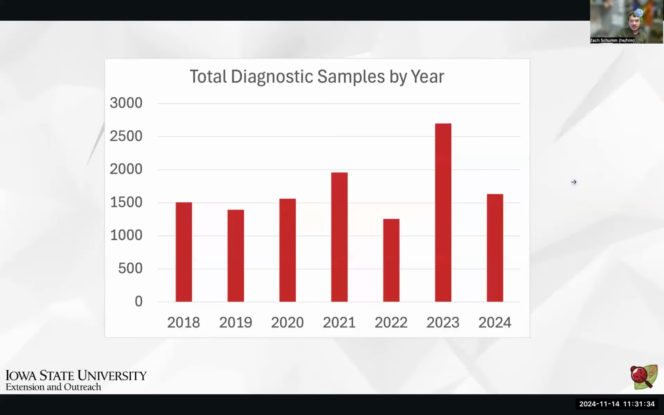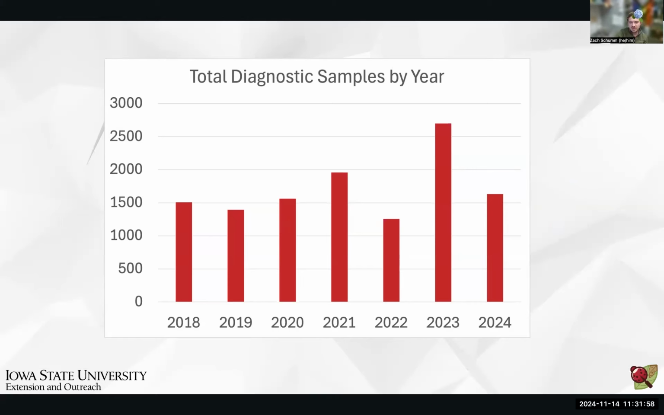And then for the fun trends that I like to take a look at, diagnostic samples year over year. These are the total number of samples that the clinic has received every year from 2018 to 2024. These numbers are generally the same most years. We see a little bit of a decline in 2022 and then a really big increase in 2023.